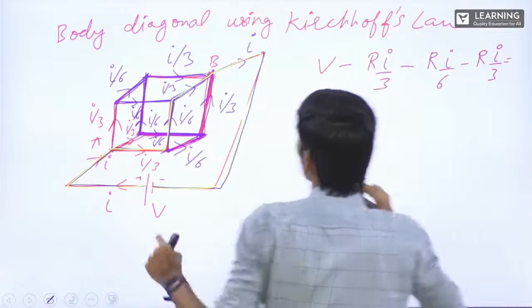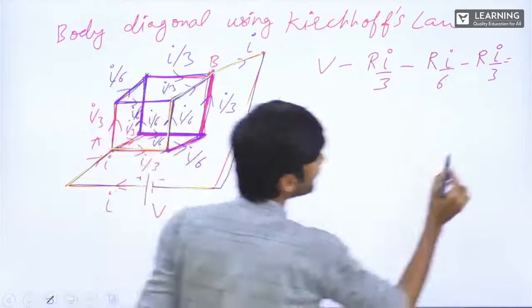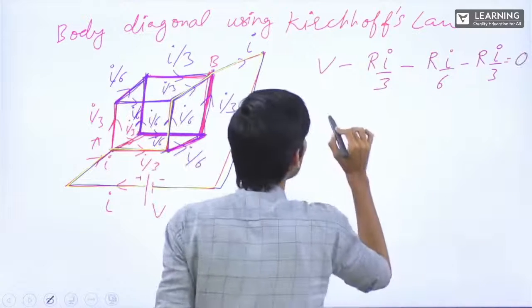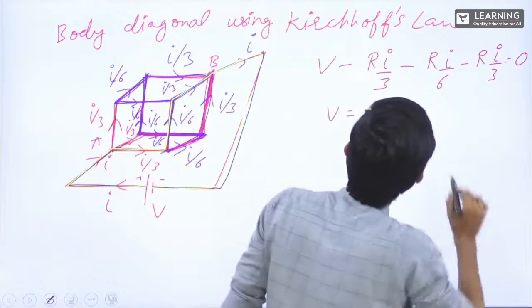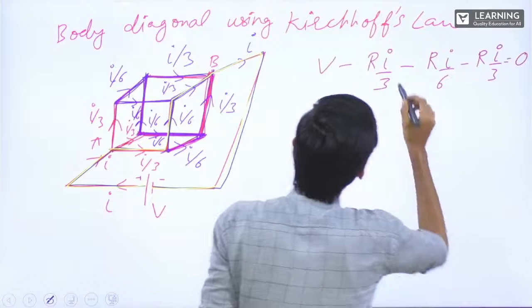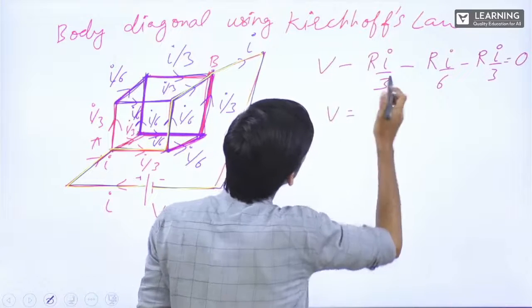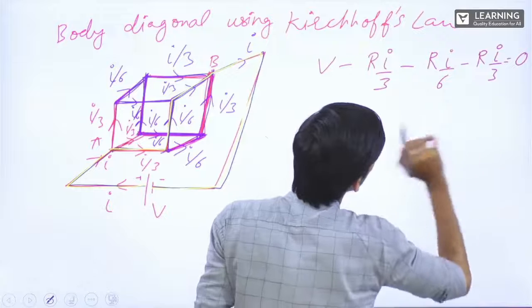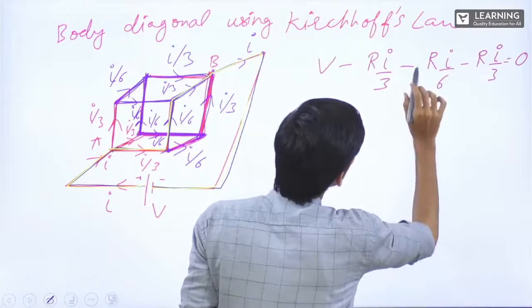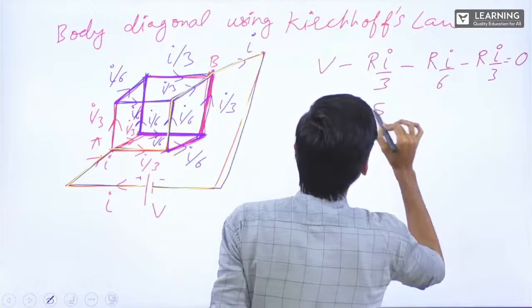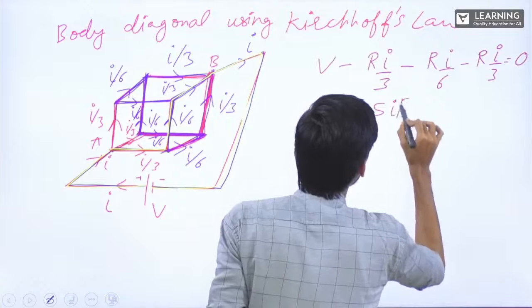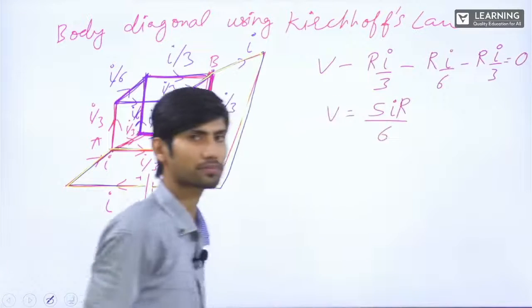That is equal to, again from here I will come out, reach the same battery, it will be equal to 0. From here V is equal to 2R by 6, 2R by 6, 2, 3, 4, 5, 5 IR by 6, correct?